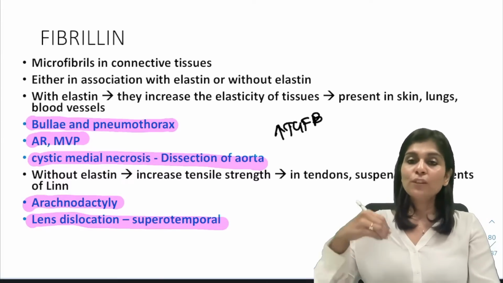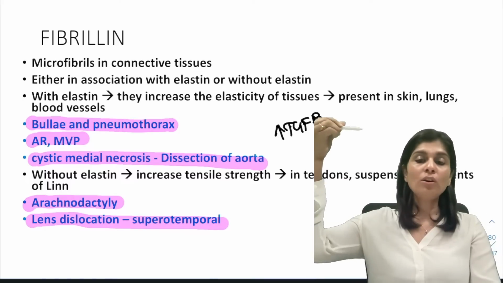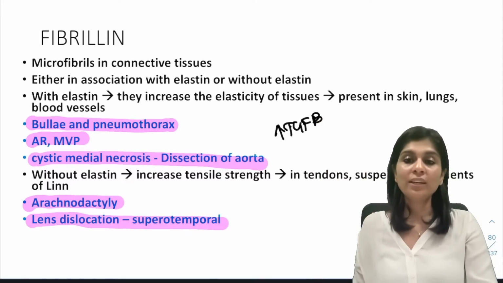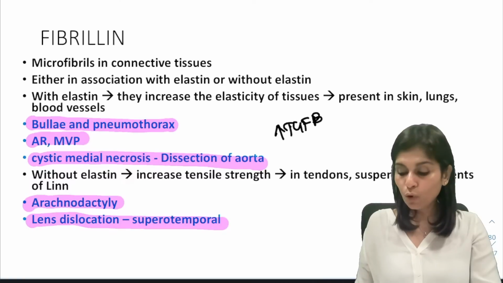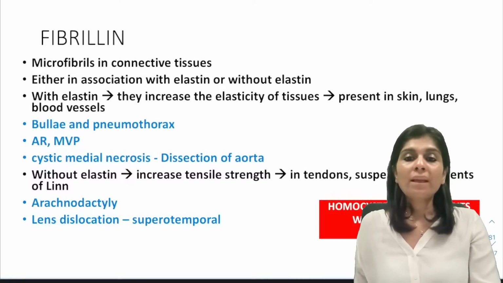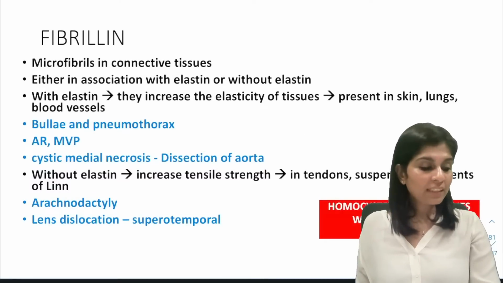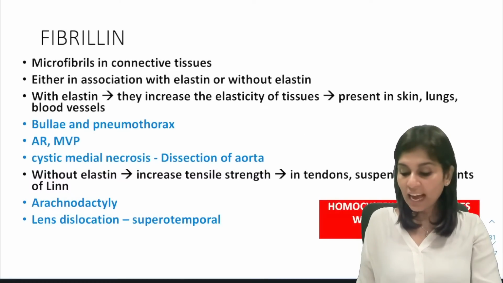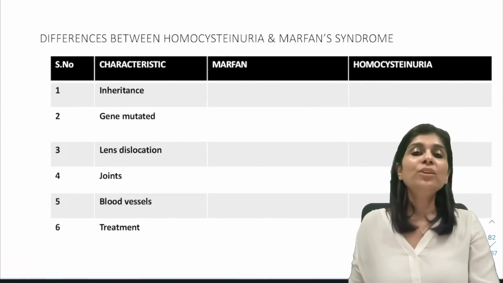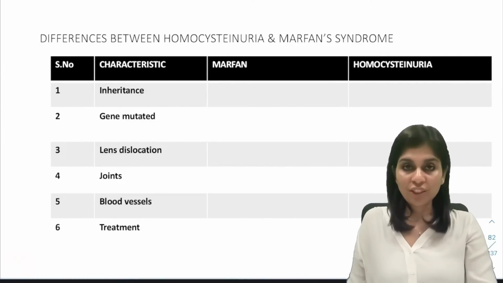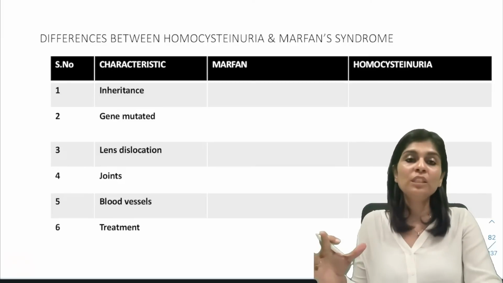So if this causes superotemporal dislocation, what causes infranasal dislocation? Infranasal dislocation of the lens is caused by homocystinuria. So can we discuss the differences between homocystinuria and Marfan syndrome? Always compare and contrast between similar conditions. Always have tabular columns in your notes.